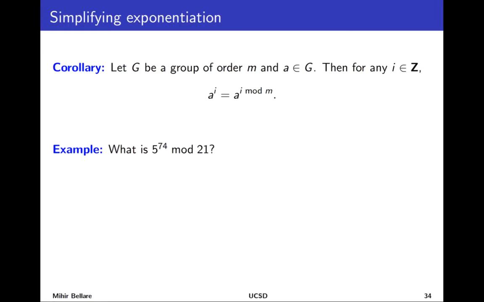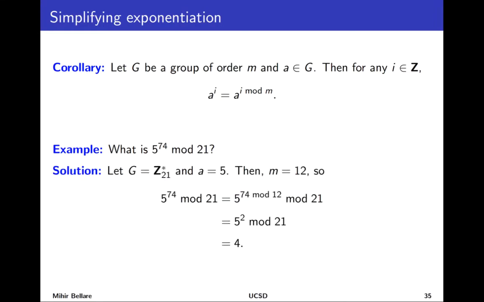So how would we do that? We would first identify that this is something happening in a group, and that group is Z star 21. Once we know that, we say, how would we pattern match with the corollary? Well, A would be 5 and I would be 74. So we're raising A to the power I in Z star 21 as the group. What then would be the value of n? It would be the order of Z star 21. That may be a bit of a pain to compute, but luckily on the prior slide we computed it, and we know that it's 12.